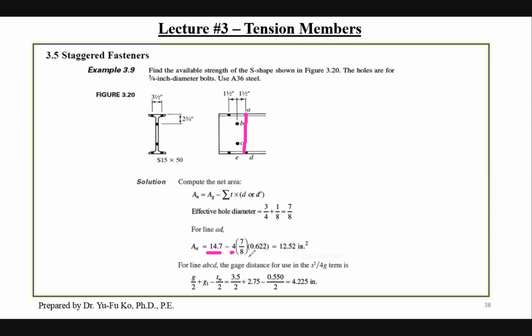And then times the effective hole diameter and times the thickness. Now which thickness is it, the thickness of the flange or the web? The flange. So make a note: this is the thickness of the flange. With that, you calculate 12.52 inch squared for A net. Any questions or discussions?